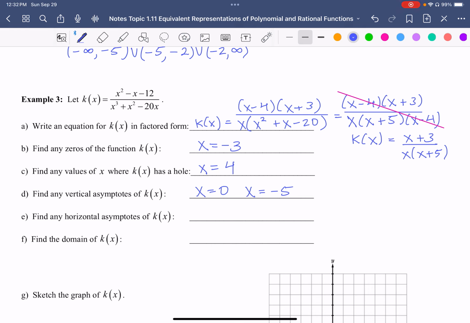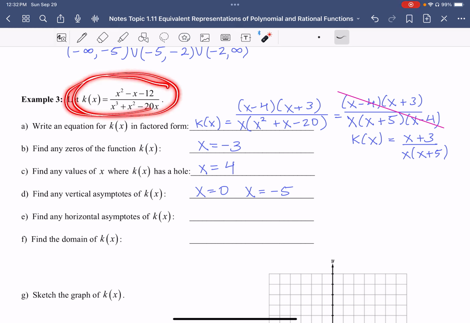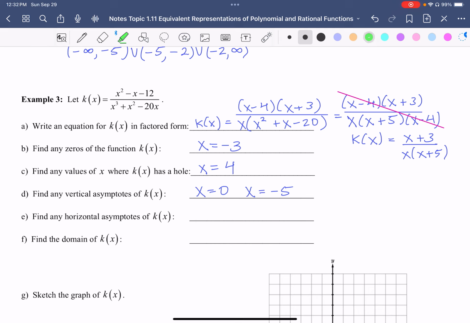For horizontal asymptotes, I recommend that you use the standard equation instead of your factored. It's just a little bit easier to visually see what the degrees are. In the numerator, my biggest exponent is x squared, and in the denominator, my biggest exponent is x cubed. Remember, for horizontal asymptotes, you're going to use BOBO, BOTN, and EATS DC. Here, my exponent is bigger on the bottom, so I know that this is BOBO. Bigger on the bottom, y equals 0 for my horizontal asymptote.